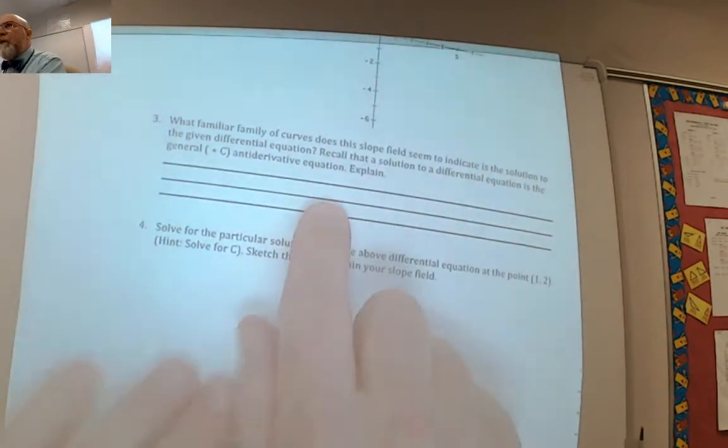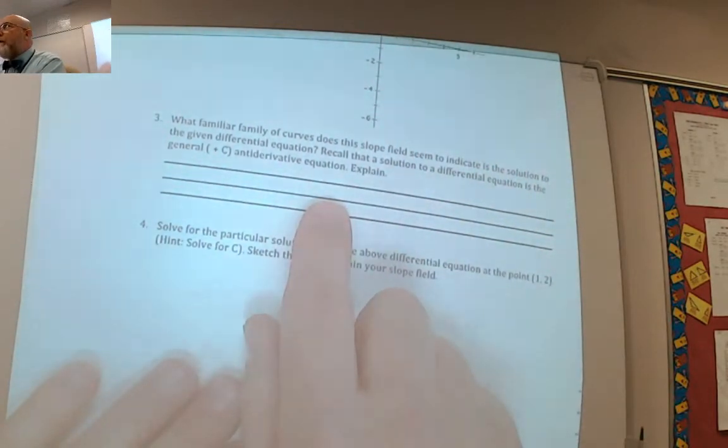So what shapes were they? Parabolas, correct? And then it says, why were they parabolas? Because the antiderivative of 2x is x squared plus c. That's it. Okay.